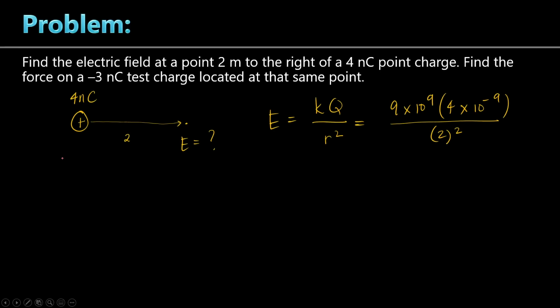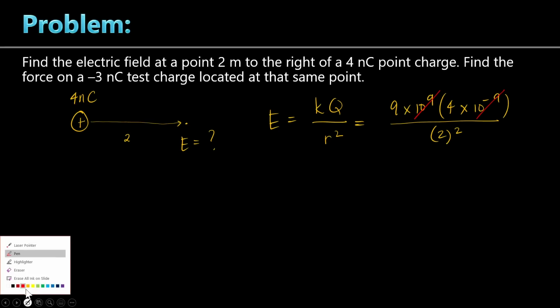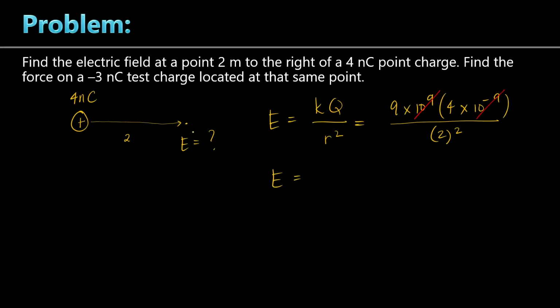Now, kung mapapansin mo, magkakancel itong to the 9 at saka to the negative 9. So, ang matitira na lang 9 times 4 divided by 2 squared, which is also 4. So, 4 over 4, makakancel yung 4. Ang matitira na lang is 9. Okay? Kaya naman, ang electric field at this point is equal to 9 newtons per coulomb.